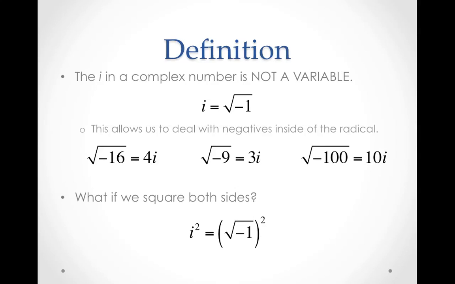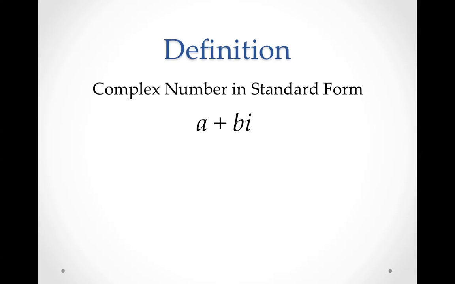The other thing that's interesting about this is because we have an equation that says i is equal to the square root of -1, if we square both sides of that equation, then we end up with an equation that says i squared equals -1. Not the square root of -1, just -1. And that can be a very handy little piece of information that we can use here in just a minute.